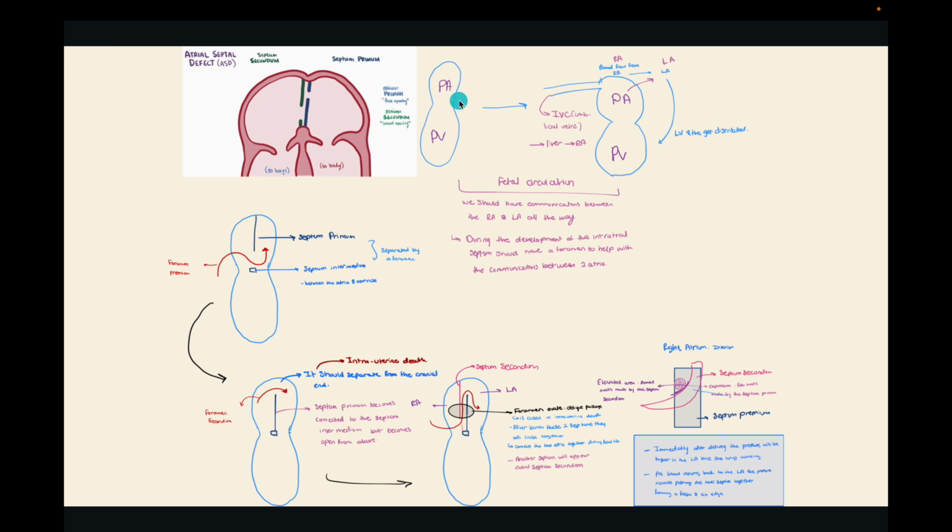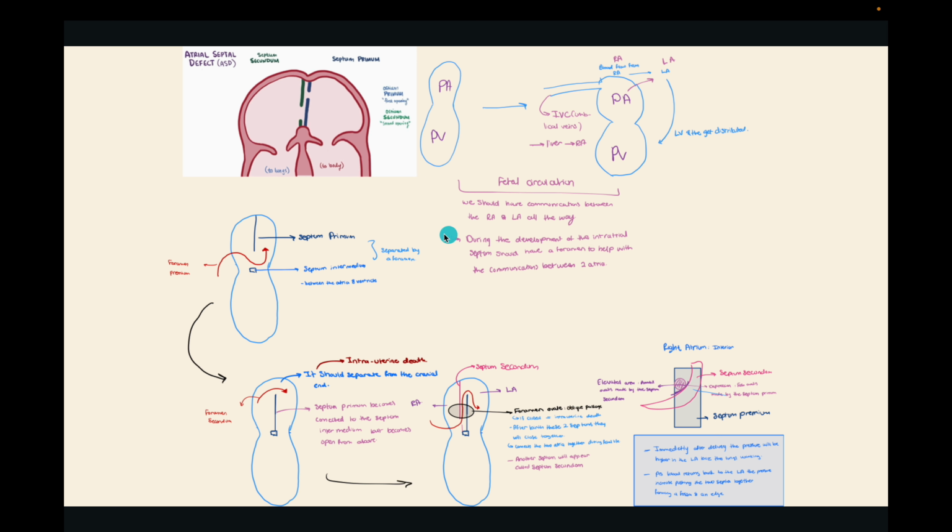Again, this is going to be our primitive atrium and this is going to be our primitive ventricle. The primitive atrium is going to receive the blood that is going to flow through the inferior vena cava, which is originally coming from the umbilical vein that is coming from the maternal circulation carrying oxygenated blood. Blood is going to flow from the primitive atrium to the primitive ventricle. This part of the fetal circulation is going to be further discussed later on in the video in detail.